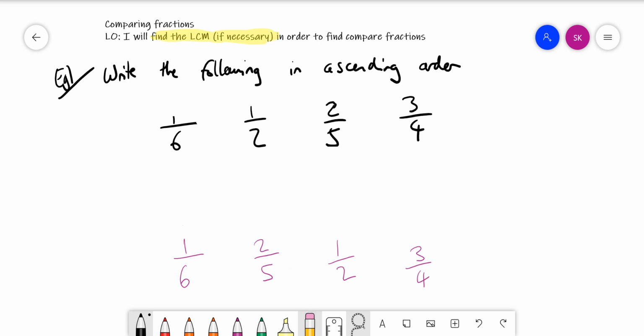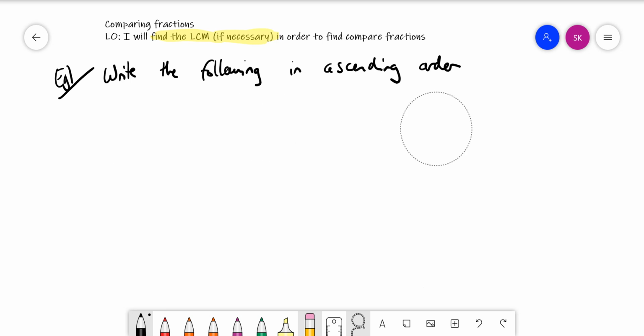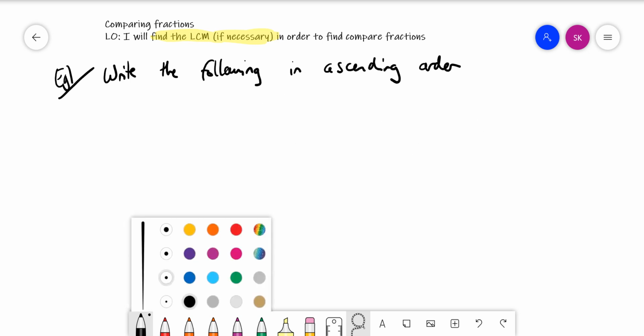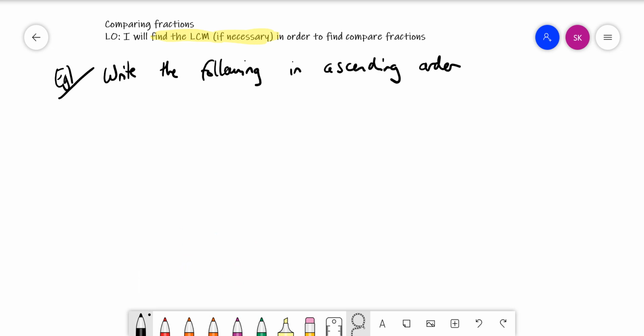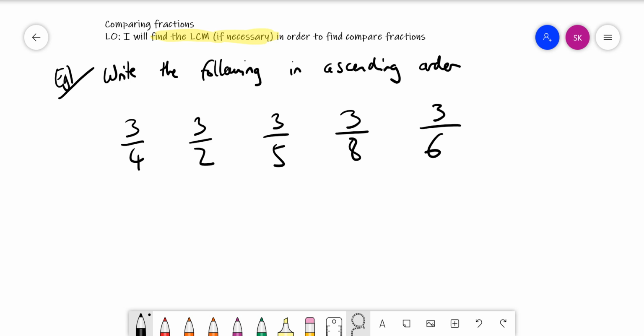We're going to look at another example now, and I want you to decide whether or not you could do it in your head. This time we're going to do 3/4, 3 over 2, 3 over 5, 3 over 8, and 3 over 6. Do you think you could put those in ascending order? Pause the video and have a go.